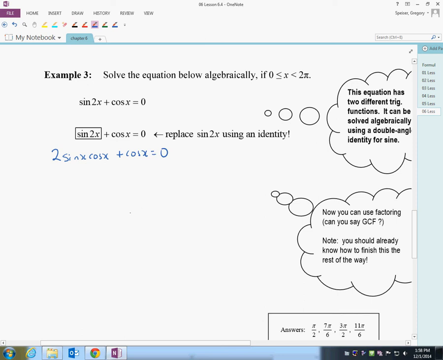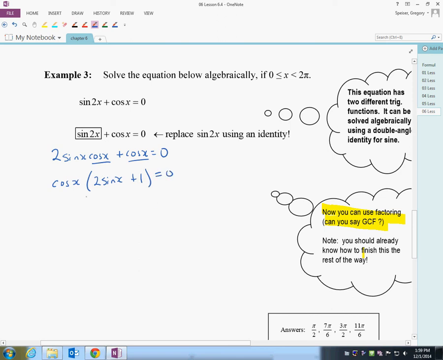Now I want to factor this. He's a little cheeky here with his comments. It says now you can use factoring. Can you say greatest common factor? So the greatest common factor of those 2 terms, what do they have in common, is this cos of x. So I will factor out this greatest common factor of cos of x. So I get 2 times the sine of x plus 1. Okay, so we could test it out. If I was to multiply this out, it would get back to my previous line.